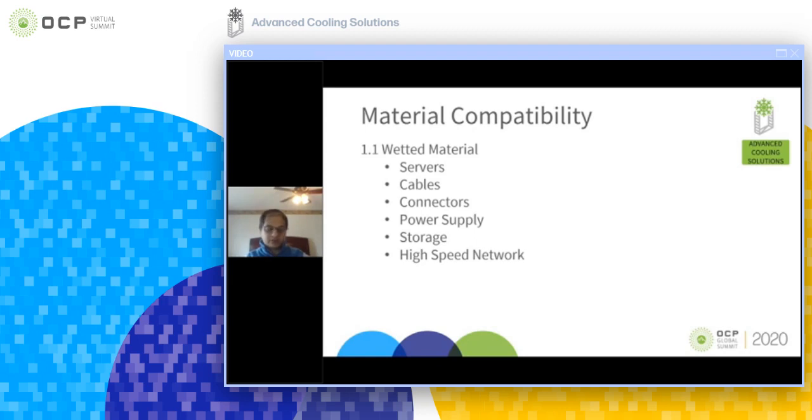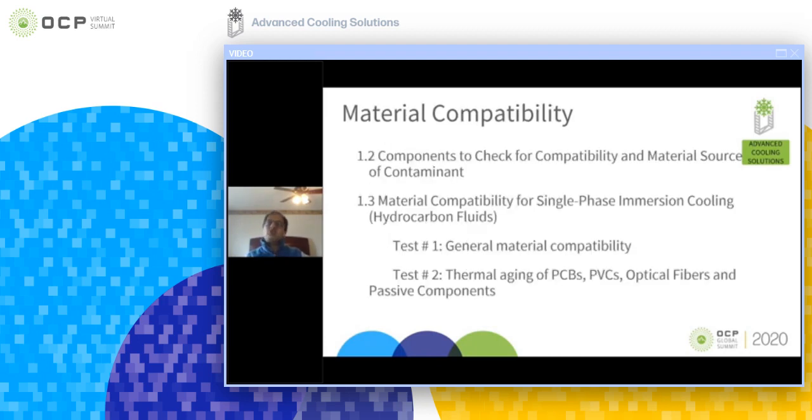And how will it affect the chemical composition? How will it affect the thermal performance? Everything should be covered. We are also talking about the components to check for compatibility and material sources of contaminants. For example, in an air-cooled environment, the effect on the reliability of components would be from the gaseous and particulate contaminants when you use airside economization or free air cooling.